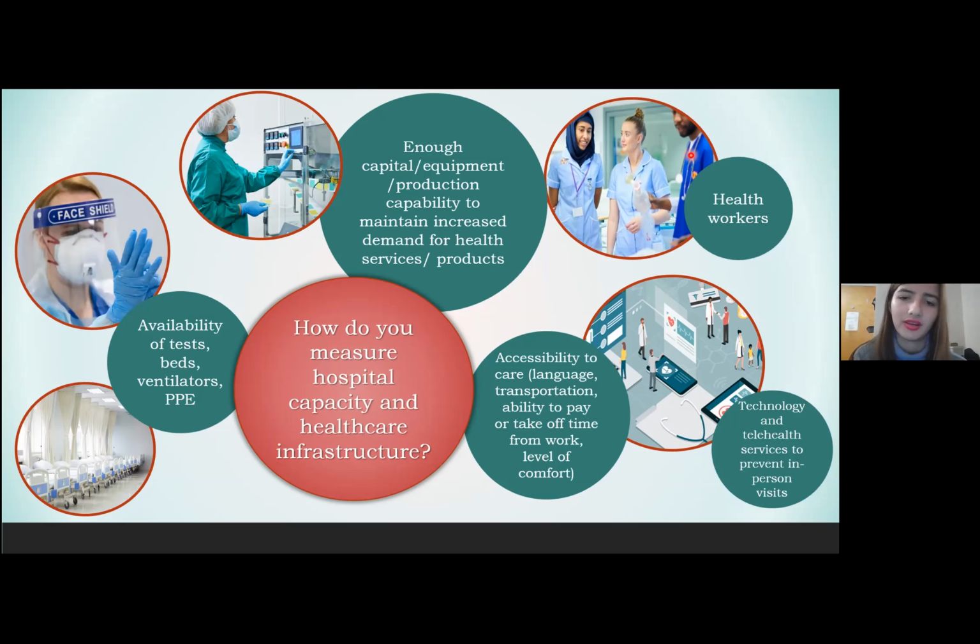And then also other things to consider when it comes to the infrastructure of the healthcare system are the accessibility to care, and whether people can access a doctor, whether they can pay to go to a doctor or take off time from work, either for staying at home or also to prevent the spread of disease, and also their level of comfort with going to a doctor if they think they're sick, and also the availability of healthcare workers and technology and telehealth services, especially, so that people are not necessarily going to the doctor. So these are all things that should be considered when it comes to flattening the curve and where to flatten it to and whether it can be flattened.